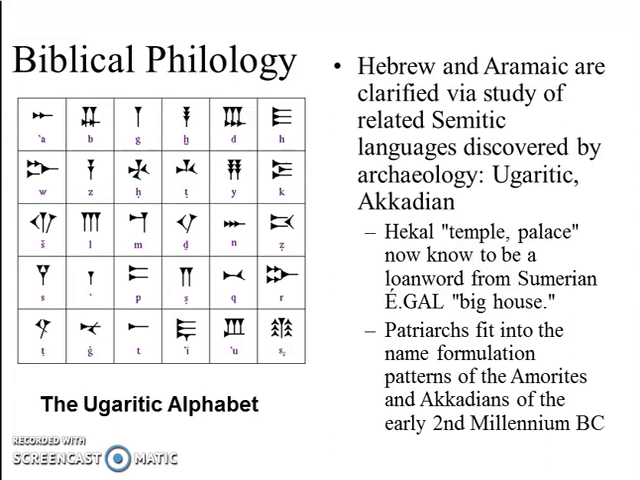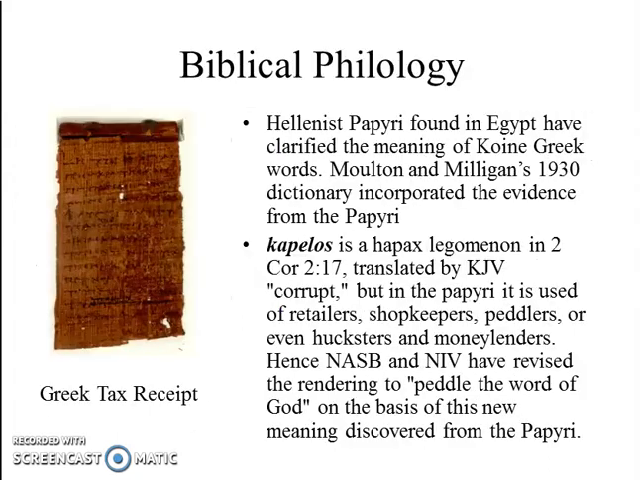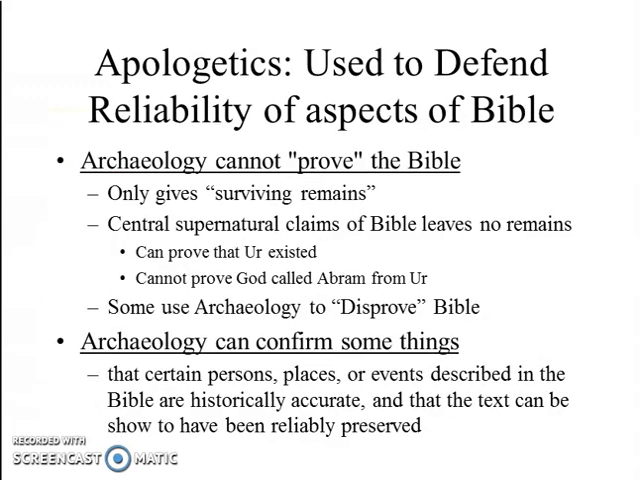We know that the patriarchs fit into the name formulation pattern of Amorites and Akkadians of the early 2nd millennium BC. And that also helps the New Testament, as Hellenistic papyri help us to understand rare words in the New Testament. Not our course, so I'll move on.